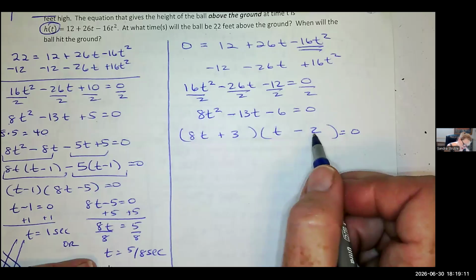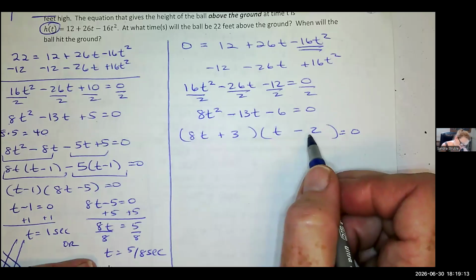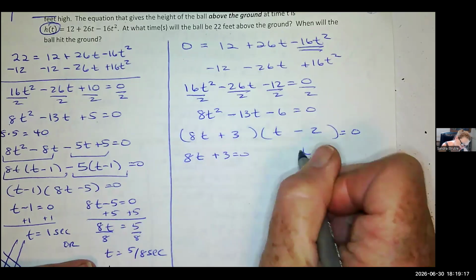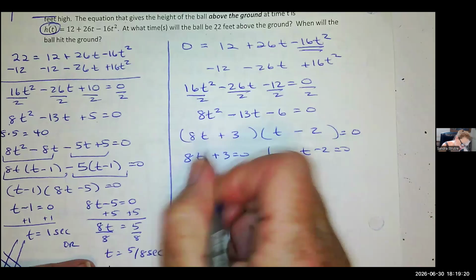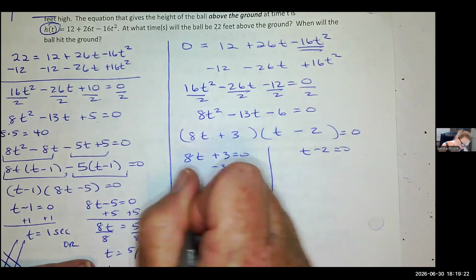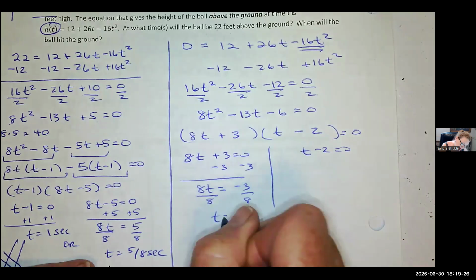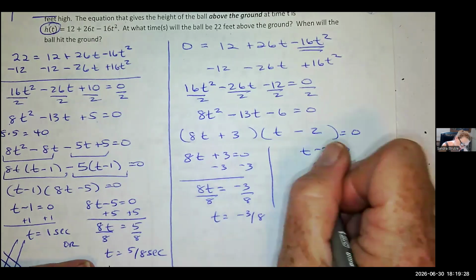You're going to set each of these equal to 0 and solve. Subtract 3 from both sides. 8t is equal to negative 3. Divide both sides by 8. T is equal to negative 3/8. Add 2 to both sides. T is equal to 2.